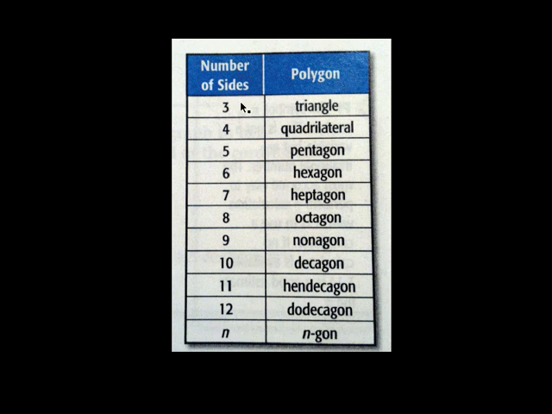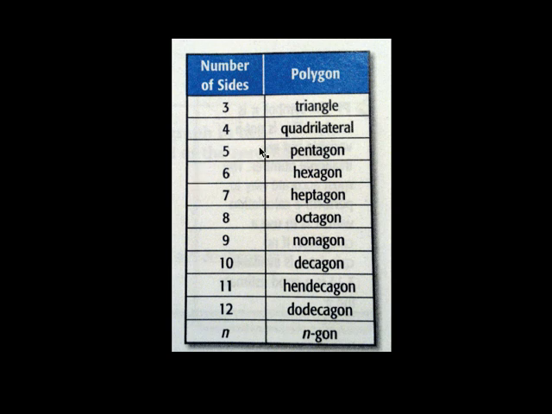If you have 3 sides, you're going to call it a triangle, and you've heard of that. Tri meaning 3. These all have prefixes that represent this number. 4 is a quadrilateral. A lot of people say, oh, 4-sided, that's a square, that's a rectangle. Not necessarily. We call it a quadrilateral. The lateral part means sides, the quad means 4 sides.